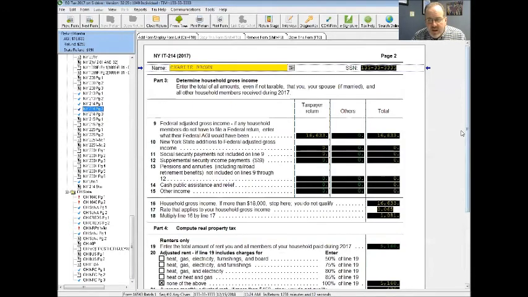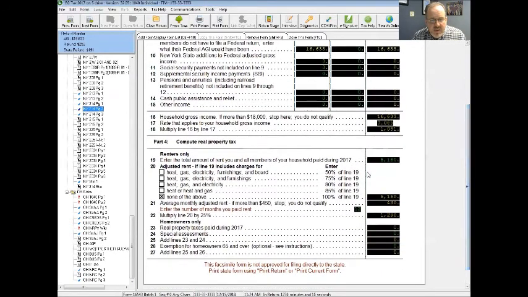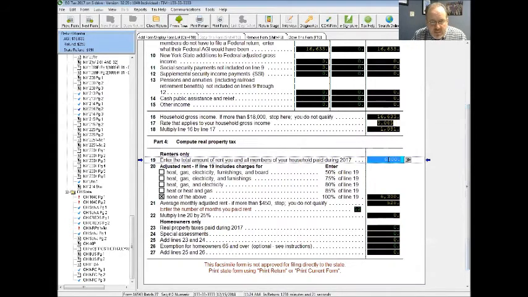And the other thing is, as you see right here, if I say that they're paying $525 a month in rent, they don't get it. Because as it says here, average monthly adjusted rent, if more than $450, stop, you do not qualify. So again, lower income, very low rent on somebody that has something. Okay, does that answer your question on that, Tony?